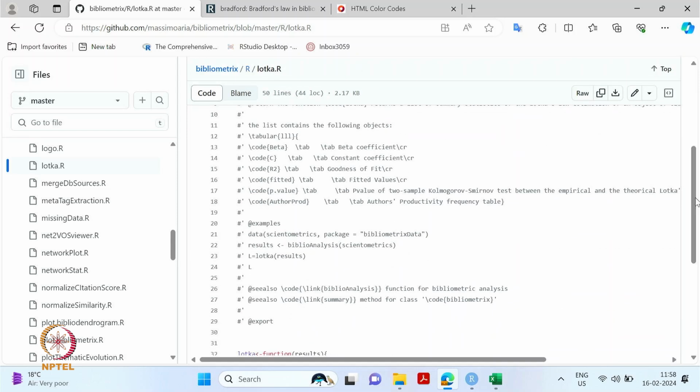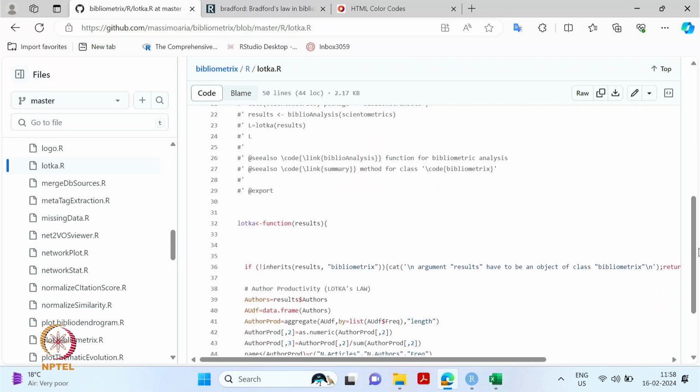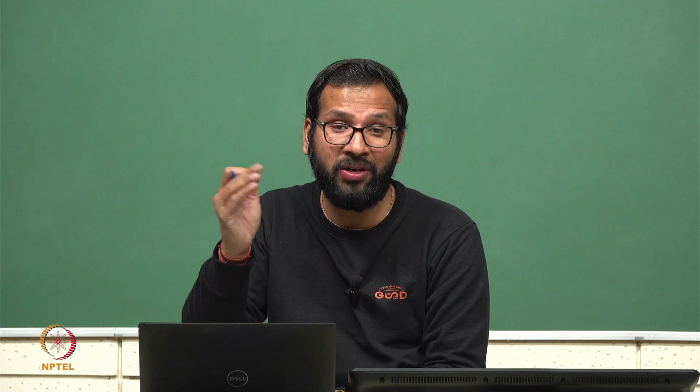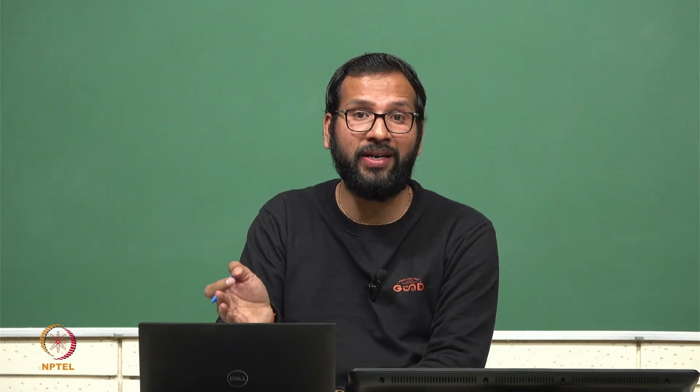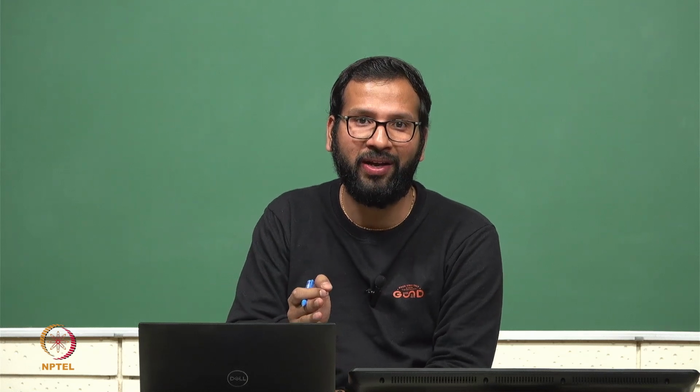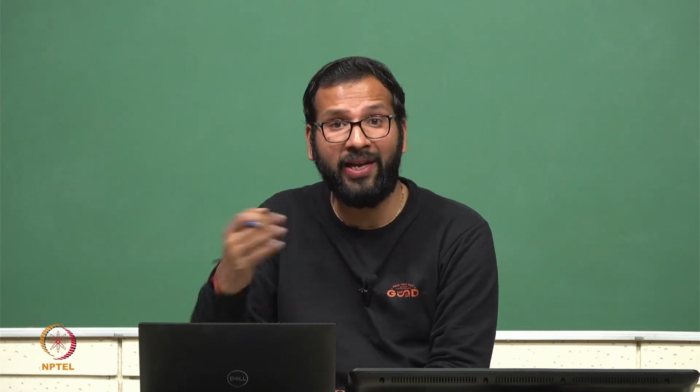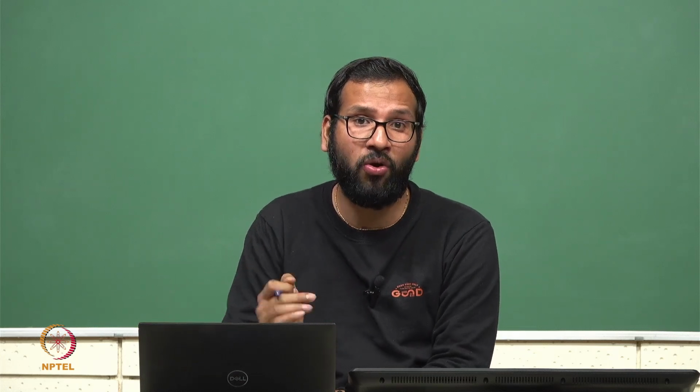We have already discussed theoretically in the previous week what exactly Lotka's law is, and now this is that function. So this is the Lotka function, but before that we have used the function biblioanalysis. If you run Lotka law on our particular data set, it won't work on a bibliometric, or maybe another data set. So first you have to use biblioanalysis, and then you have to use the Lotka function.